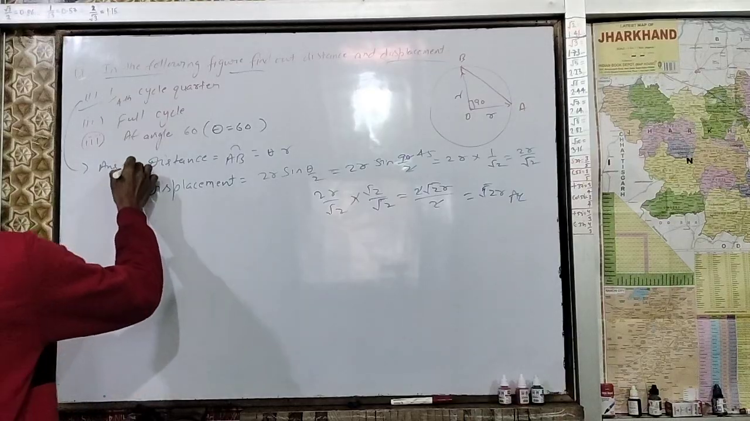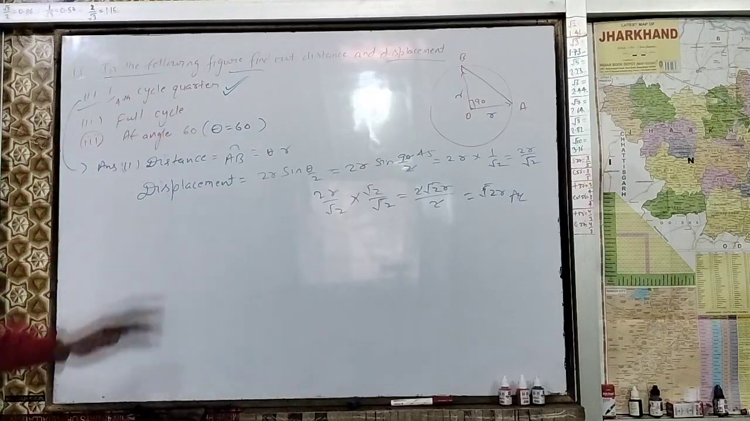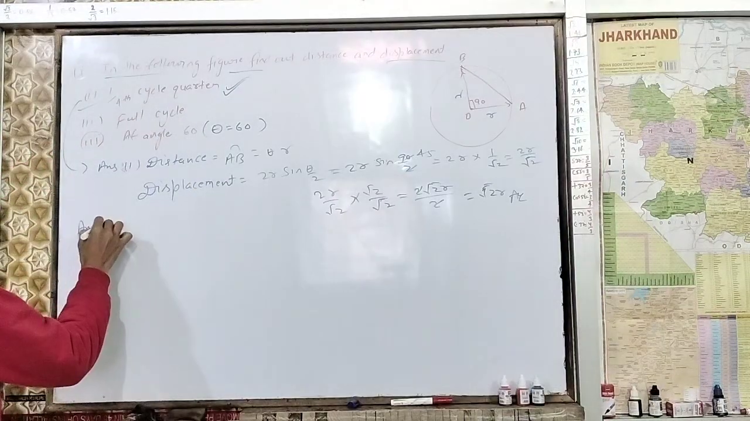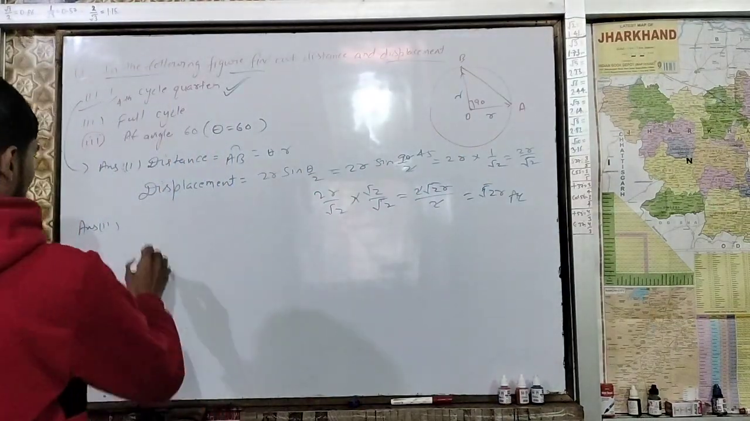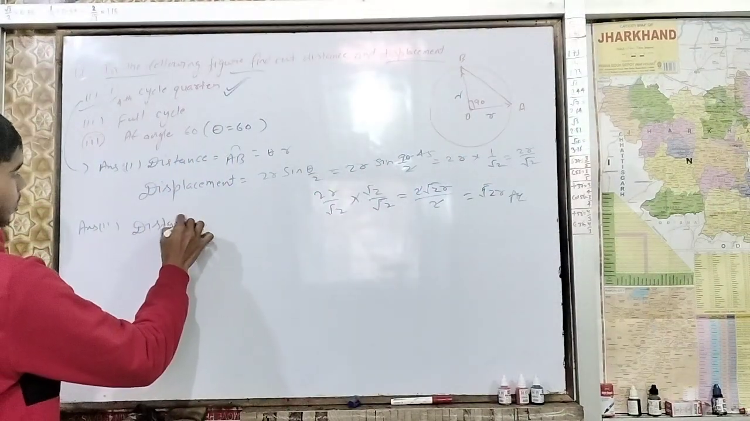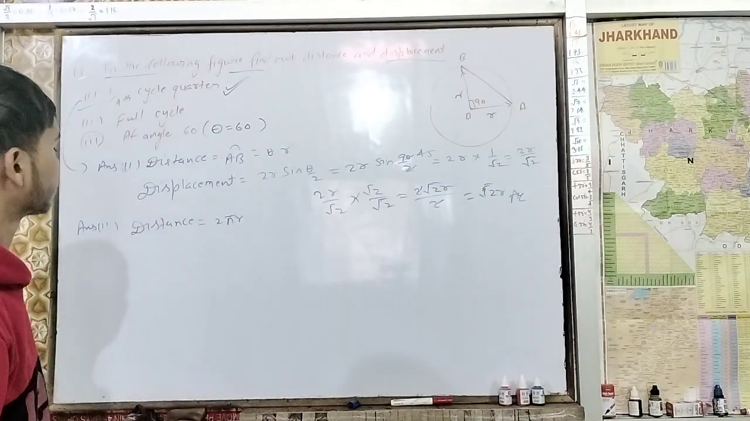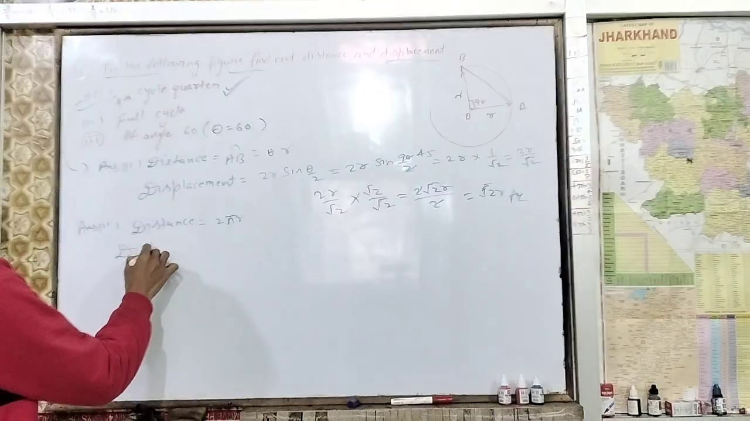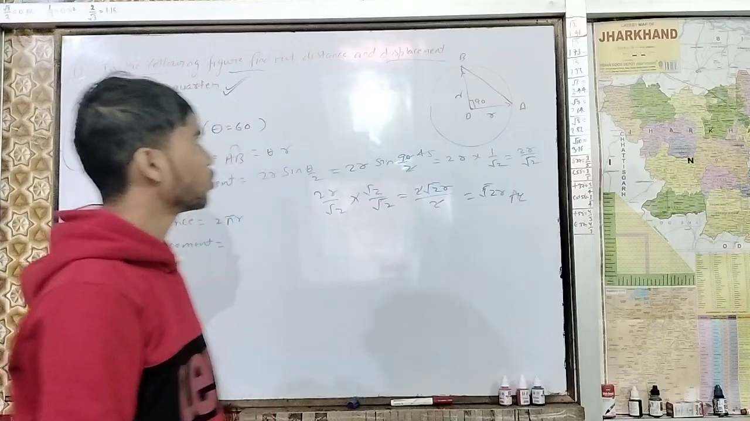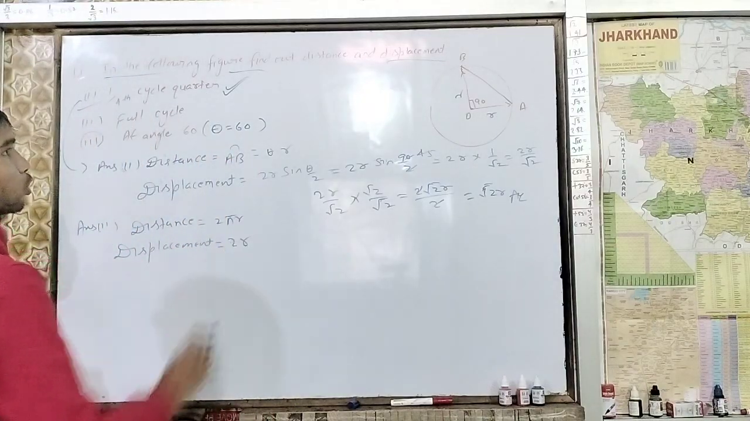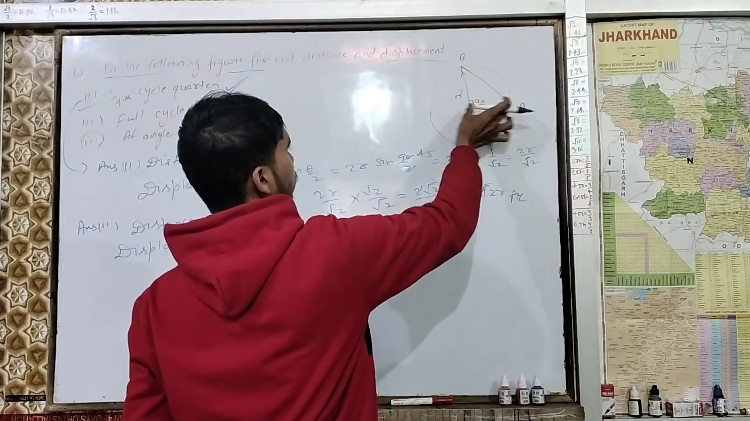This is clear, we have done this first. And now the second is asking about the full circle. When it comes to distance, we know distance will be 2 pi r. But when it comes to displacement, of course it should be 2r, this 1r and this 1r, from here to here.